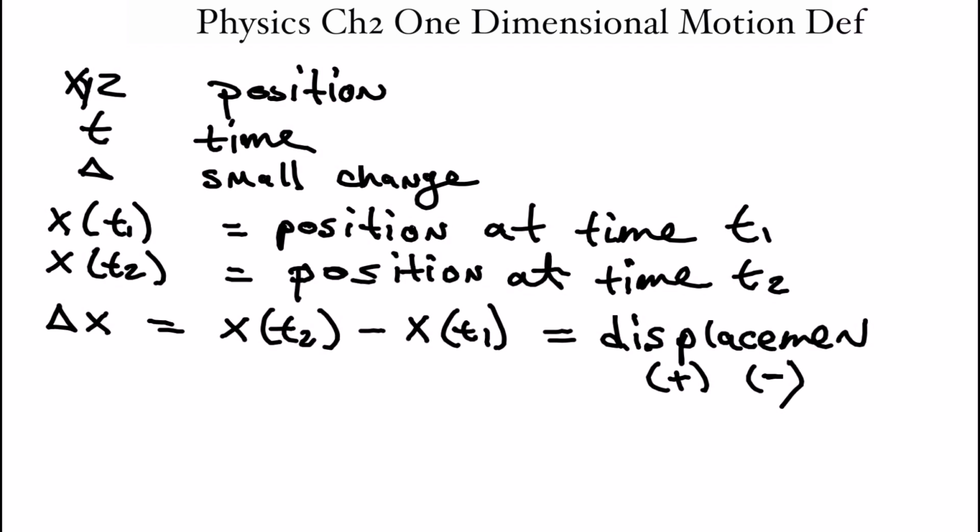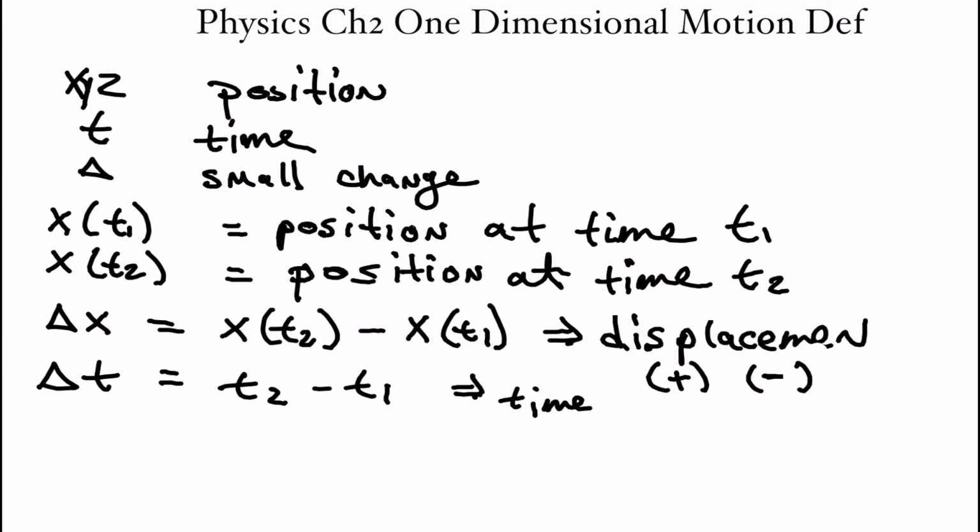Let me clear this up. This is a parentheses, so I'll draw it again. We can also have change in time. So that'll be time 2 minus time 1. And this is just a time interval. So I'll write it as a time interval.